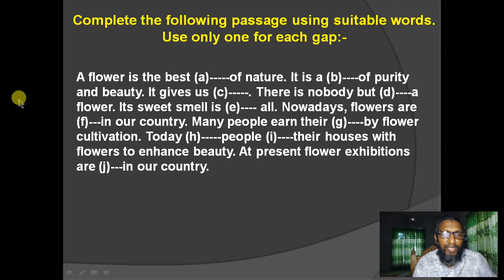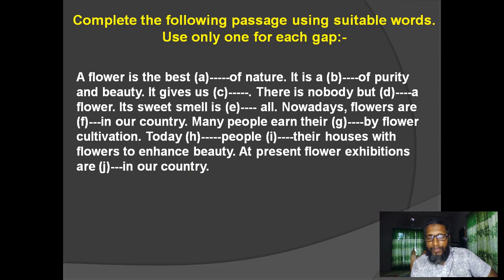This is another question. A flower is the base dash of nature. It is a dash of purity and beauty. It gives us dash. There is nobody but dash a flower. Its sweet smell is dash all. Nowadays, flowers are dash in our country. Many people earn their dash by flower cultivation. Today, dash people dash their houses with flowers to enhance beauty. At present, flower exhibitions are dash in our country.